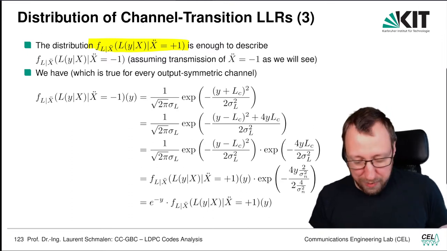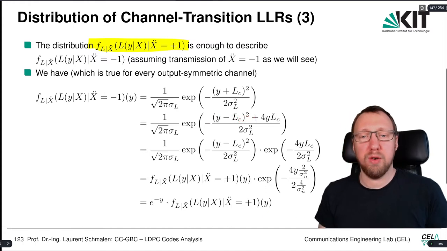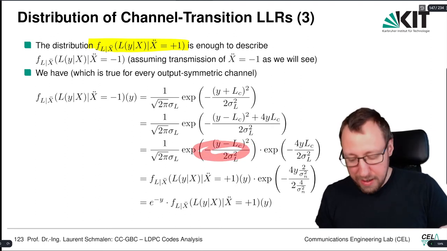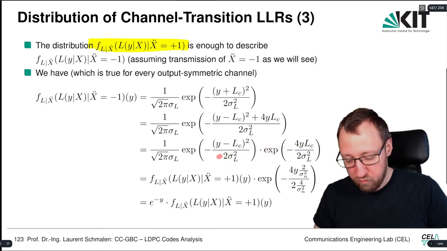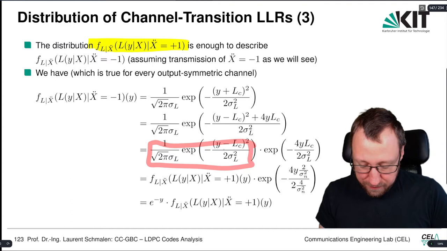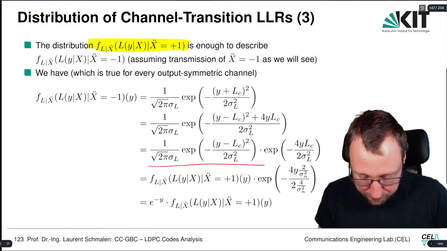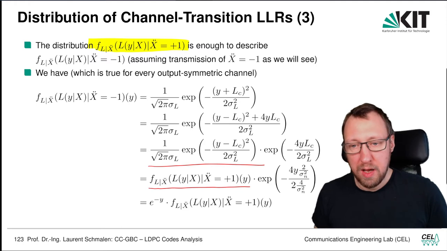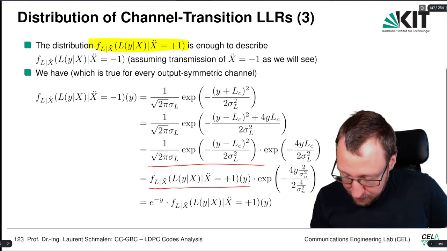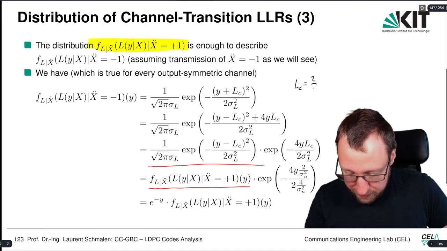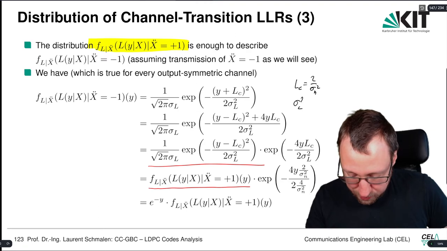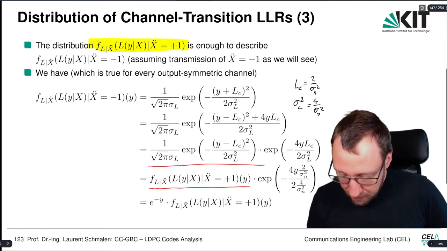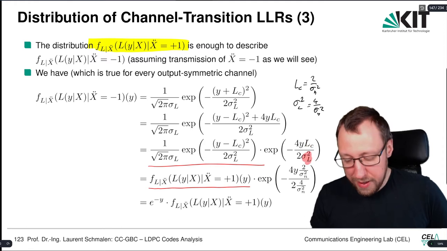And now we use the fact that we have an exponential. The exponential of a sum is the product of the individual exponentials. So we have the exponential of this term that we know already, times the exponential of this term. This expression here is what we know already. It is the probability density of f of L given x equals plus 1. And now we simplify the second term. So we insert again LC is equal to 2 over sigma N squared, and sigma L squared is equal to 4 over sigma N squared. We insert LC over here and sigma L squared over here.